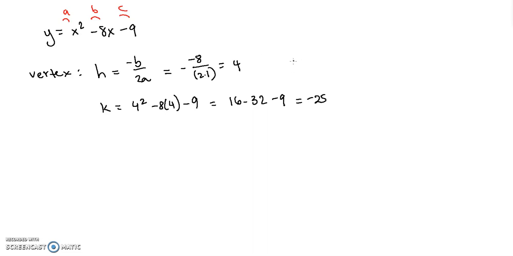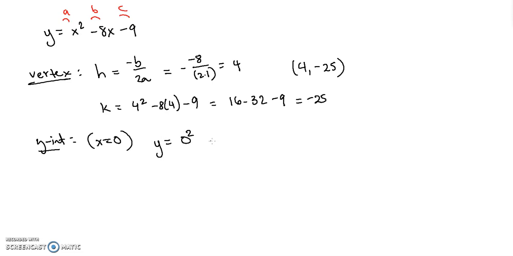Yeah, okay. So our vertex is at (4, -25). All right, the other thing that we always have is a y-intercept. And for the y-intercept, we plug in x equals 0. So let's plug that in.